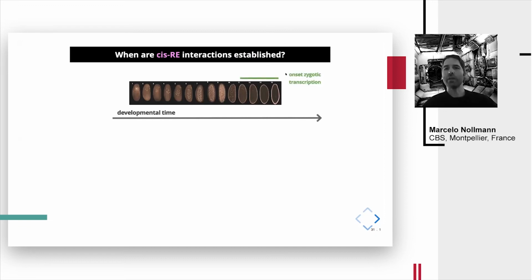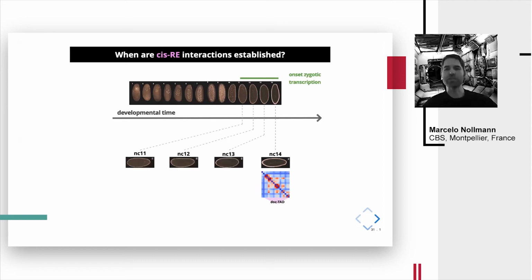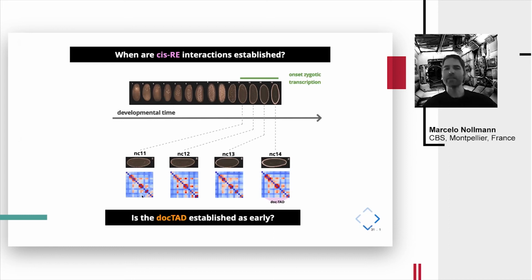And I remind you as well that the onset of zygotic transcription happens in these very last 4 nuclear cycles, from 11 to 14. So far, I have been showing you data for nuclear cycle 14, where I've shown you this matrix of interactions. We can do the matrices for previous nuclear cycles, and we see very similar matrices, right? So that means that these cis-regulatory interactions really appear very early in embryogenesis, as early as nuclear cycle 11. So of course the question is, are the DATs established as early as nuclear cycle 11, right?